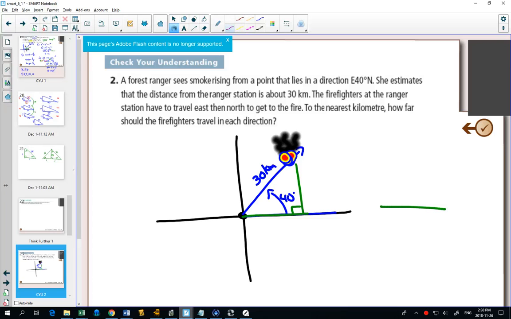If we draw it again off to the side, what do we know on this triangle? We know that that's 90 degrees. We know that this angle is 40 degrees, and we know that this length is 30 kilometers. That is what was given to us in the question. What else could you find? Well, we want to find this and this. How much do they have to travel to the east, and how much do they need to travel north? It's a right-angled triangle, so we can use our triangle math, trigonometry from grade 10, right?